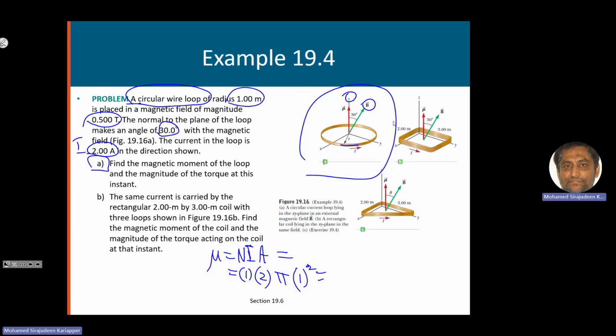We now have to find the magnitude of the torque. Mu is a vector, and we got the magnitude. What about the direction of mu? It must be perpendicular to the loop area, so it has to be either positive z or negative z. Both are perpendicular to the area. It says it is positive z. How do you know it is positive z?